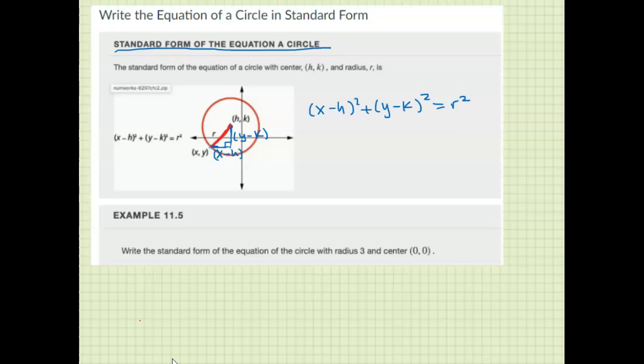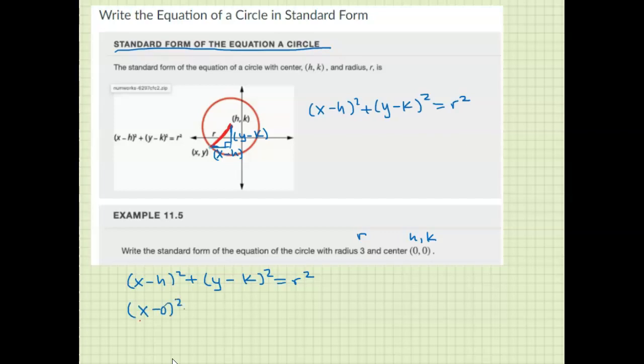Write the standard form of the equation of the circle with radius 3 and center 0, 0. So basically you start by writing its formula down. x minus h squared plus y minus k squared equals r squared. So the center 0, 0 gives you the h and the k values. And the radius gives you the r value. So we plug everything in.